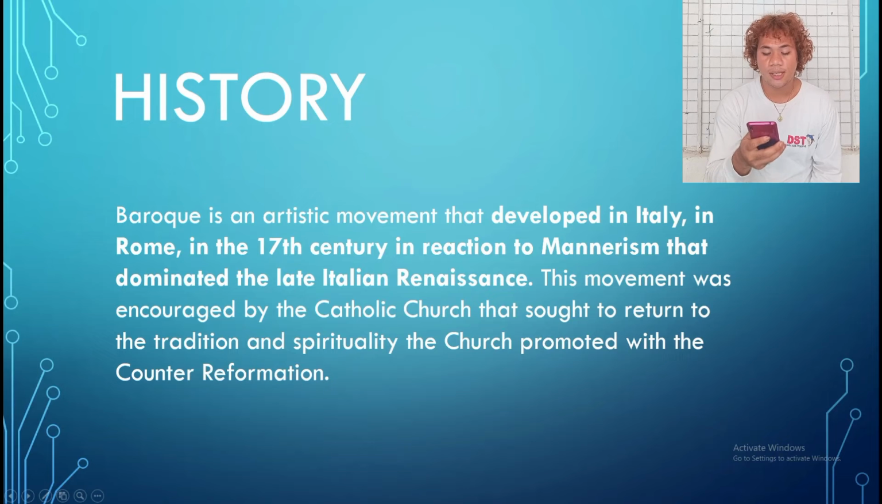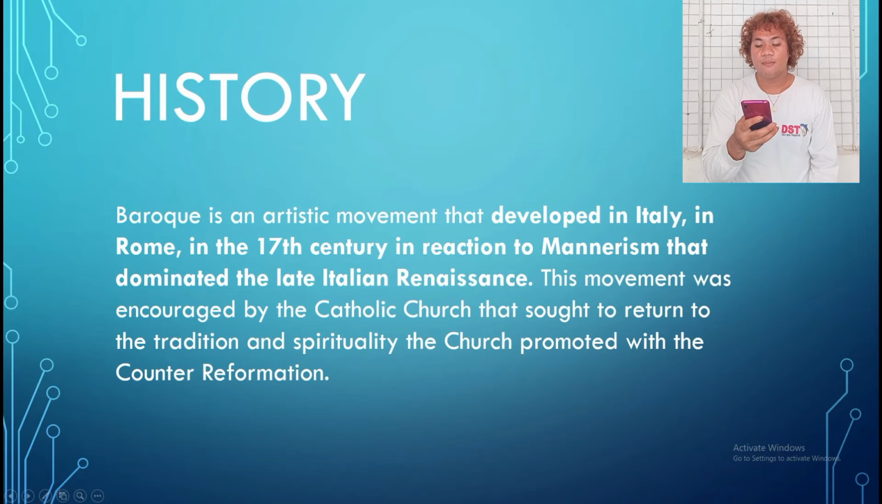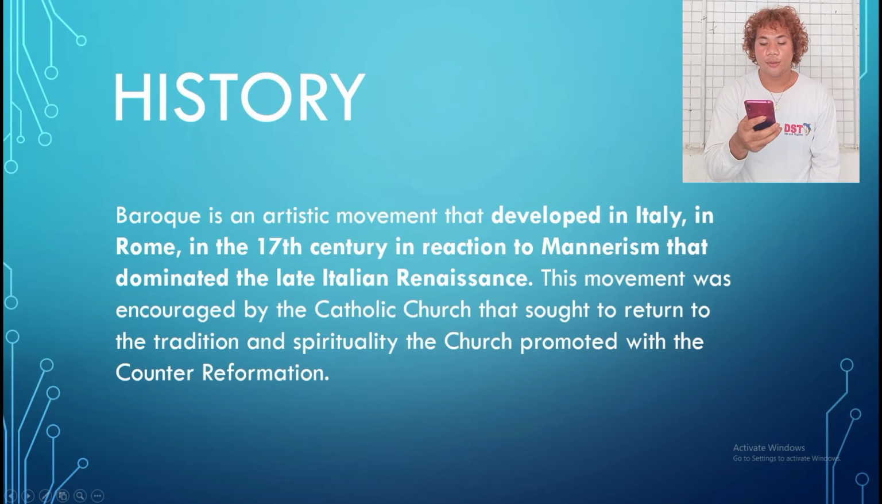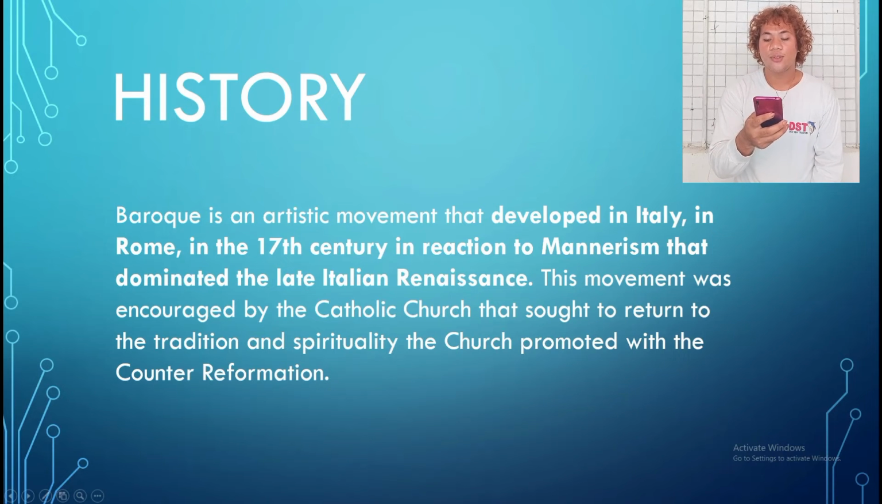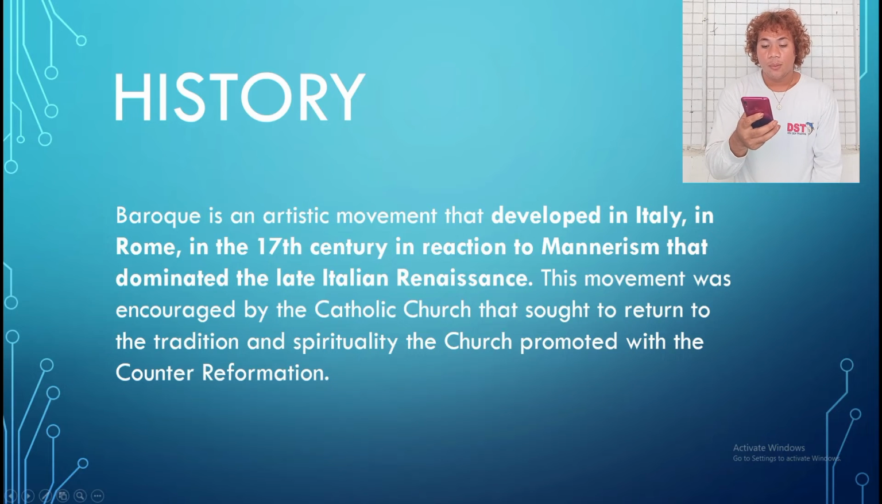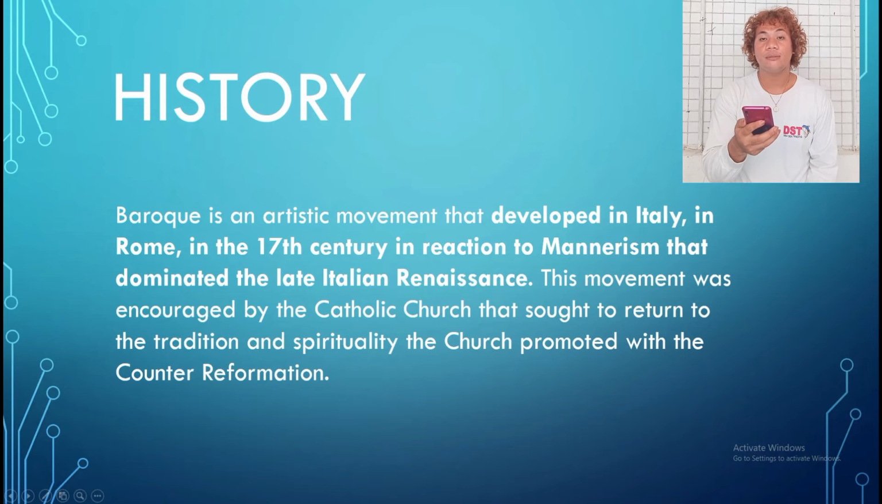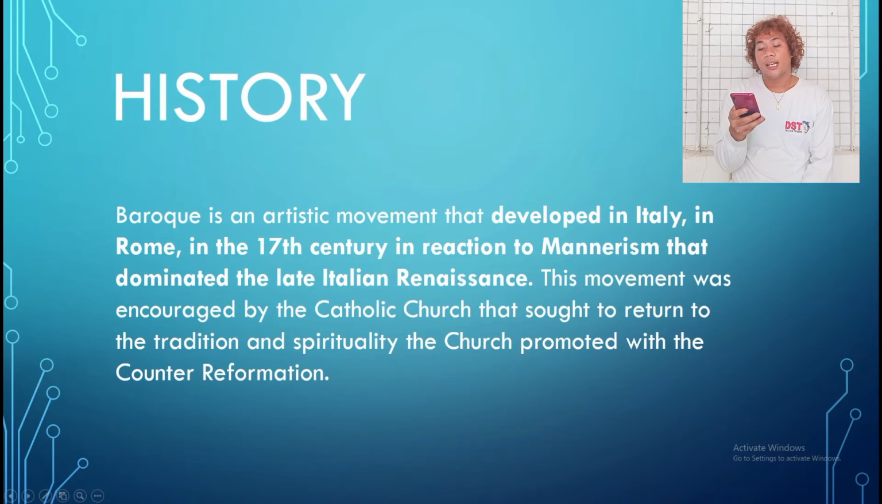The history of Baroque. Baroque is an artistic movement that developed in Italy and Rome in the 17th century as a reaction to Mannerism that dominated the late Italian Renaissance. This movement was encouraged by the Catholic Church, which sought to return to the tradition and spirituality of the church, promoted with the Counter-Reformation. So the history is, when did the Baroque happen?